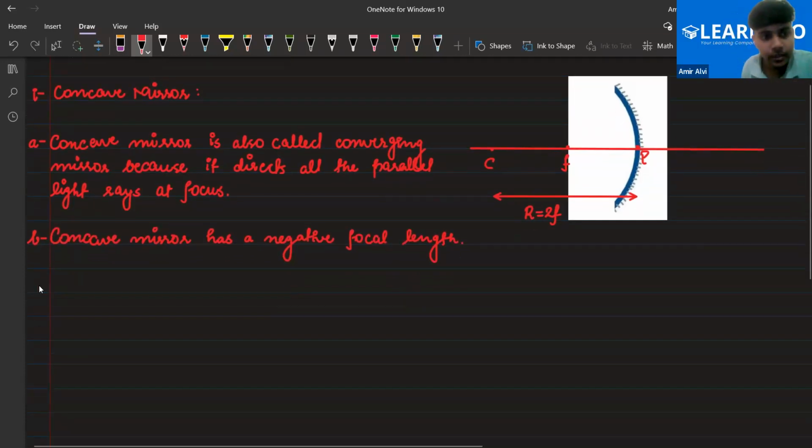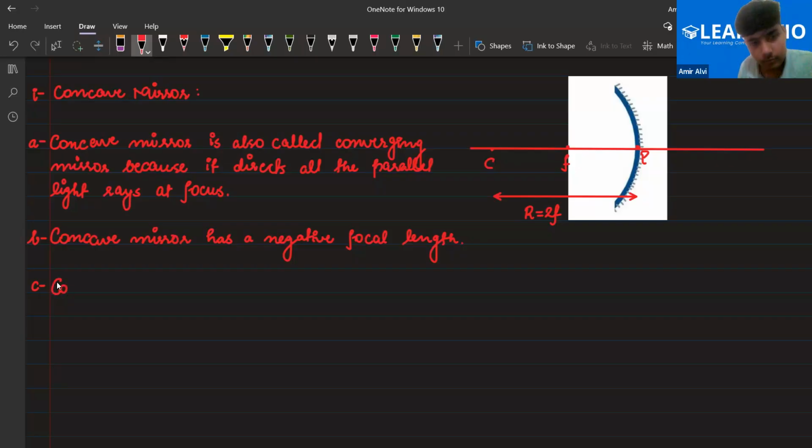Negative focal length. Okay. The C part: a concave mirror produces both real and virtual images. So Rayyan, do you know what a real and virtual image is? Yes. Okay. When the rays actually meet, it is called a real image. When the rays appear to meet, it is called a virtual image. So in simple words, remember this. Concave mirror forms real, inverted images, except in one case where it forms a virtual and erect image.